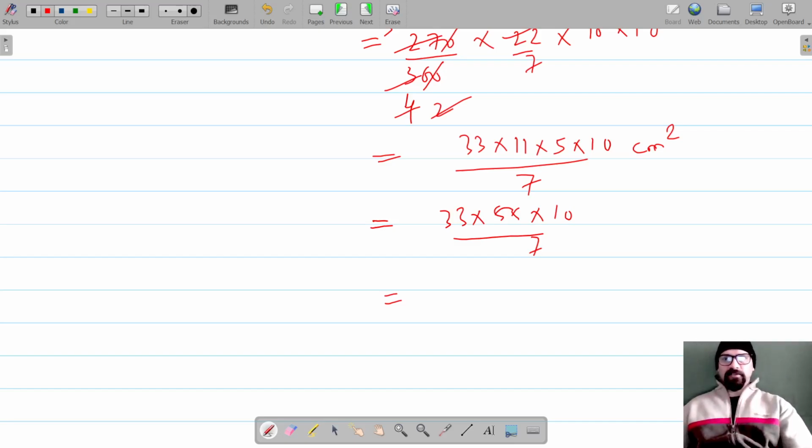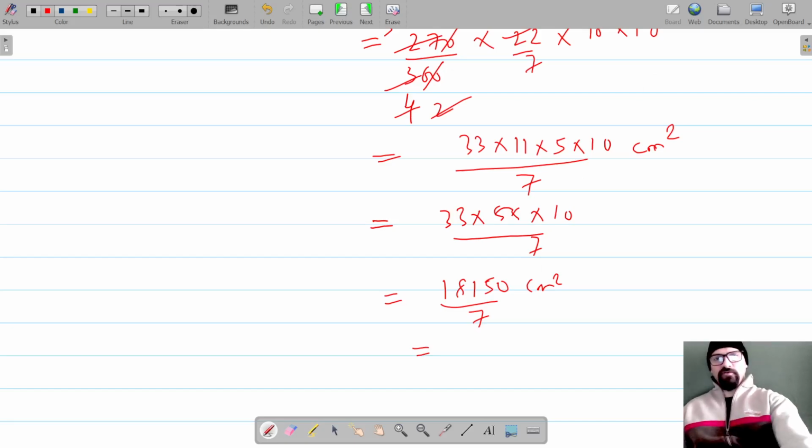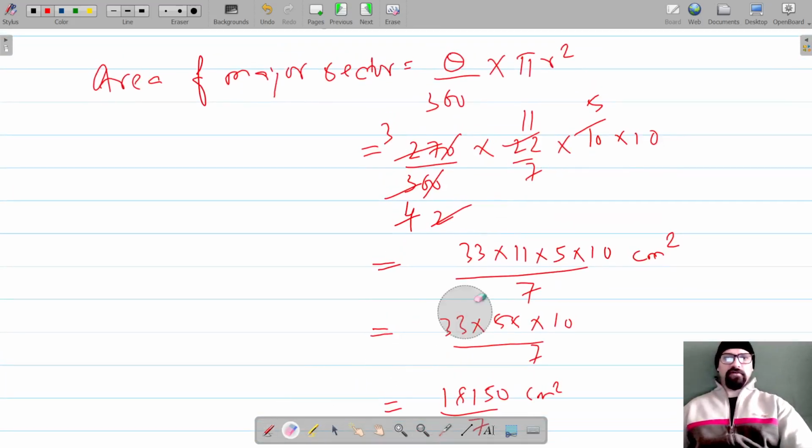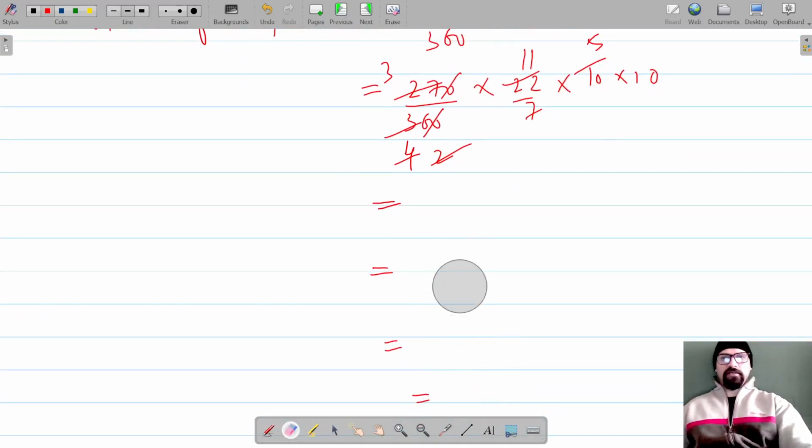Okay, so 33 into 55 into 10 is equal to 18150. So this is 18150 divided by 7. And if I divide 18150 by 7, it gives me 2592.85 centimeters square. Okay, let me just, this is actually 3, sorry for that.